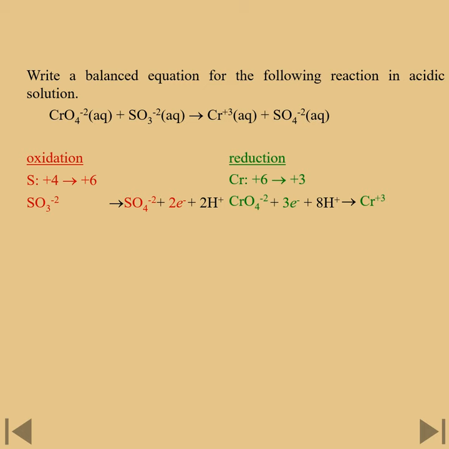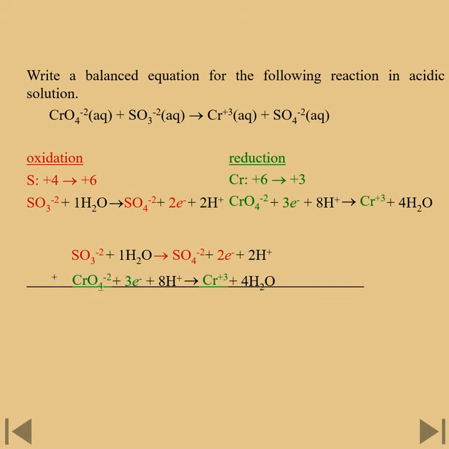Time for step 2d, our final step in balancing the half reaction, where we add waters in order to balance the oxygen. And I need 1 more oxygen on the left in the oxidation half reaction, and 4 more oxygens on the right in the reduction half reaction. And now our 2 half reactions are balanced. Again, most of our work goes into step 2. Step 3 is to add the 2 half reactions together so that electrons cancel. Since I have 2 electrons on the right and 3 on the left, the least common multiple is 6, so I multiply equation 1 by 3 and equation 2 by 2.